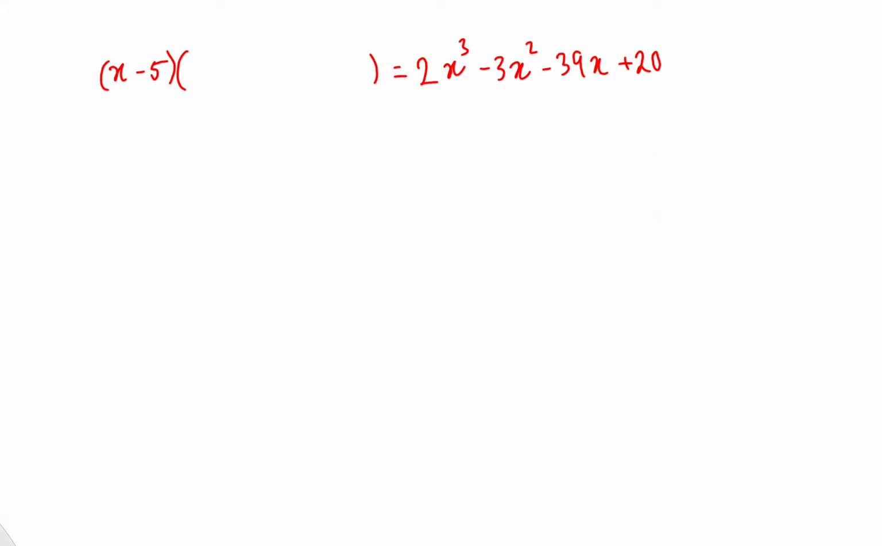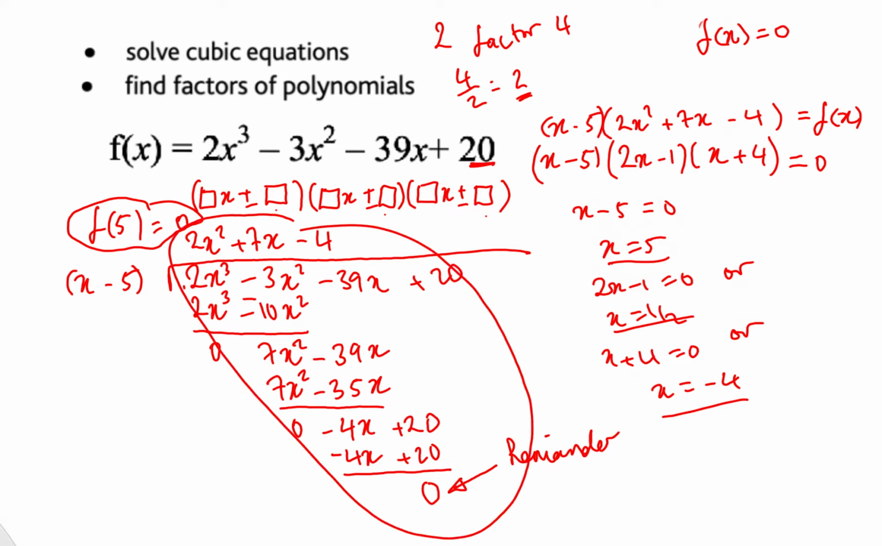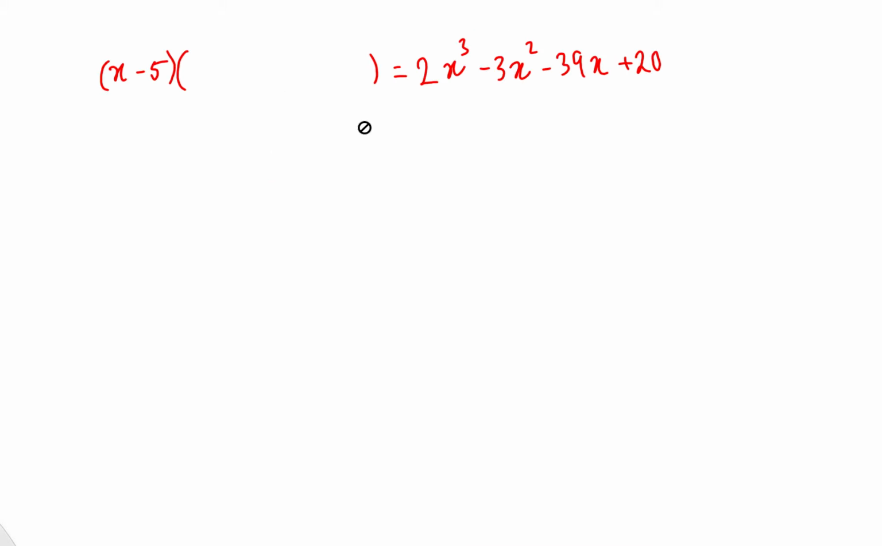Let's have a look at another type of question. So this is another way to do it. I just thought I'd show you. Let's pretend we've gotten to this stage. We know that f of 5 equals 0, so we know that x minus 5 is a factor. This is an alternative way to doing this long division if you don't like it. So we know now that x minus 5 times something is equal to this f of x.